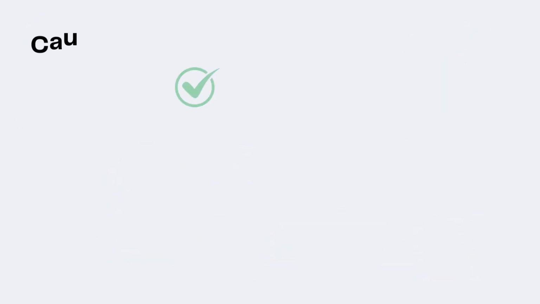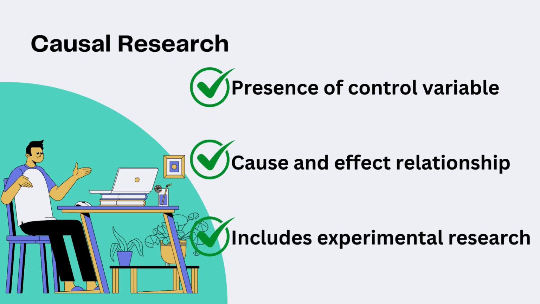So this is the property of causal research, that in causal research we have two variables. One variable is being controlled, and the effect of that control can be seen on the other variable. This is all about causal research.